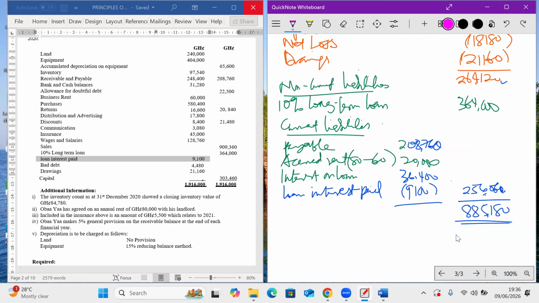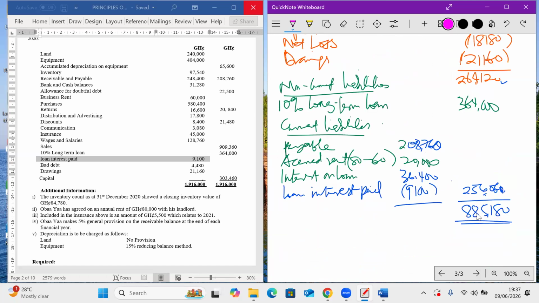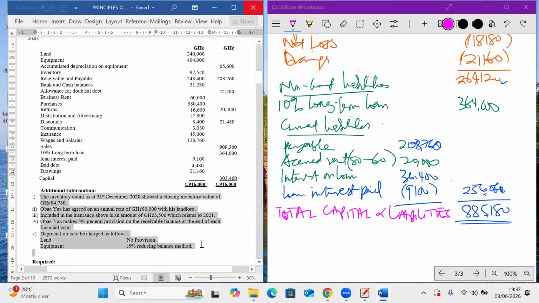So this figure here, this 885,180, it took capital and liabilities to give us that figure. So we will say total capital and liabilities. We are finished. Now let's do a few verifications. We want to find out whether all the items in I to V were reflected, whether they were treated twice.